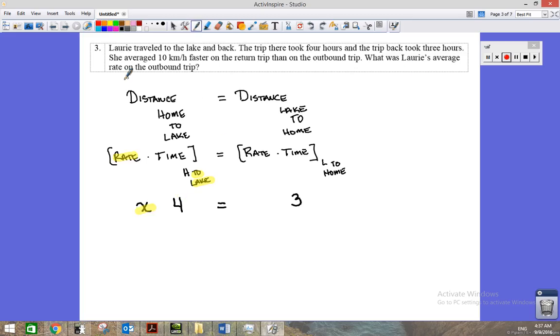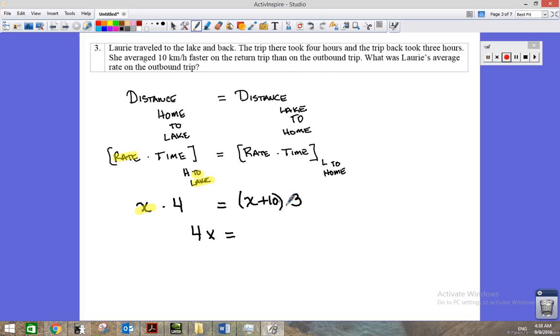And by rate, here it says average rate. Sometimes it will say average speed or just find the speed. The rate coming back home is quicker, 10 kilometers per hour quicker. So we have one equation and one unknown. Multiplication is commutative. You can multiply in either order. I can write x times 4, or I can write 4 times x.